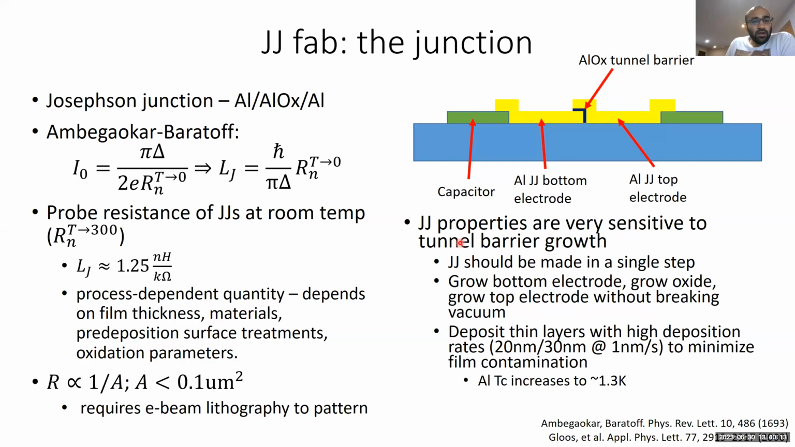For our process, for example, our bottom electrode is 20 nanometers thick, and our top electrode is 30 nanometers thick. I believe a 30 nanometer thick aluminum layer has a TC of around 1.25 Kelvin. The 20 nanometer thick film has a TC around 1.35 Kelvin. And so the average gap here is around 1.3, or the average TC is around 1.3 Kelvin.